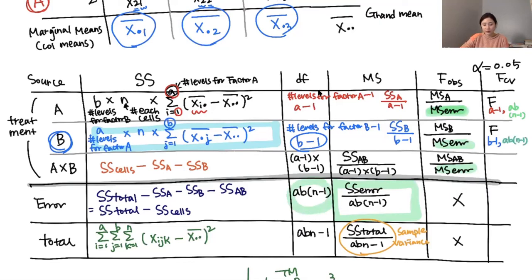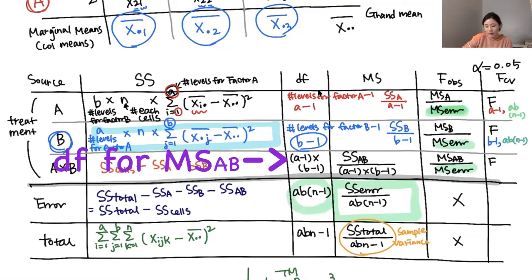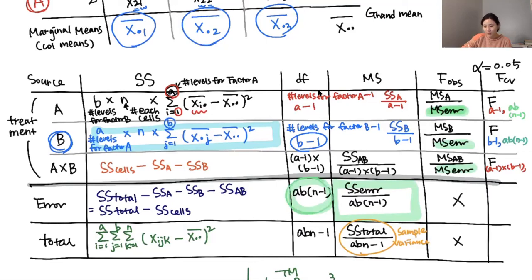And my F critical value for interaction effect is A minus 1 times B minus 1. And then I need to find the degree of freedom for the mean square error, which is AB(n minus 1). That's it.